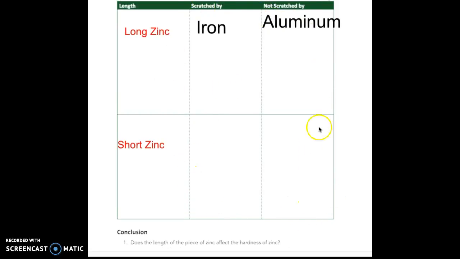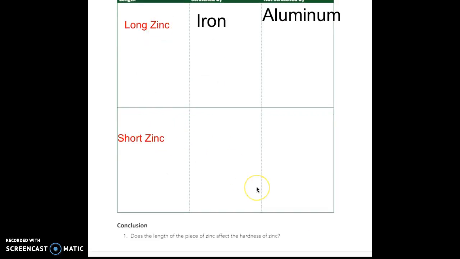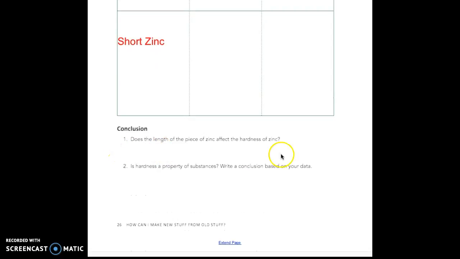It's similar to our data from our last lab where we did the hardness test of the different metals. Just this time we were comparing short and long zinc to see if we found the same hardness. So today you're going to answer these two questions, and you've done the reading and completed the lab, so you should be ready. So first, does the length of the piece of zinc affect the hardness of zinc? That's just a quick answer. I'd like you to answer yes or no and tell me why.